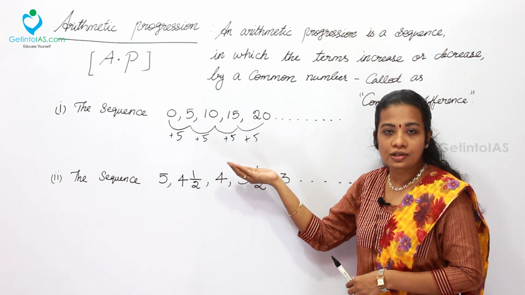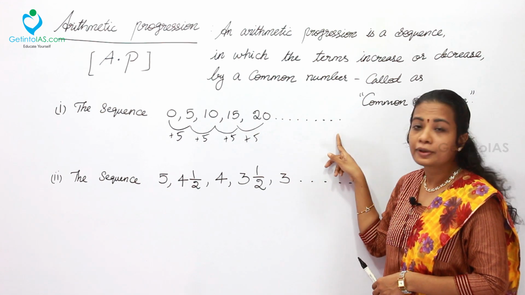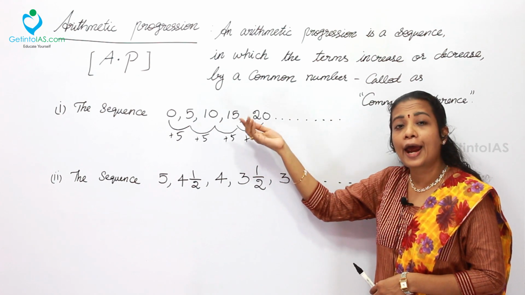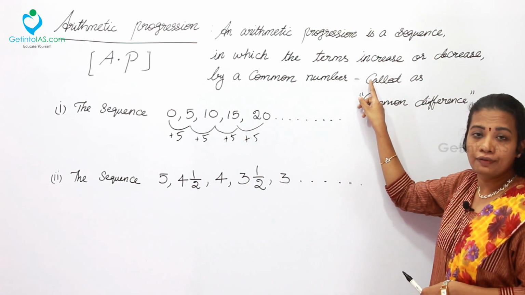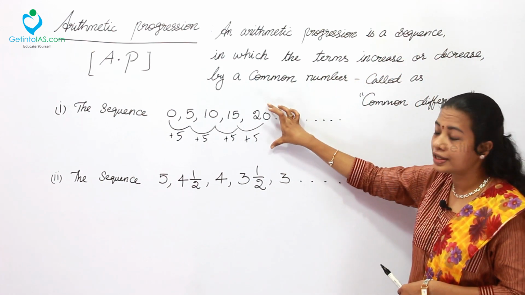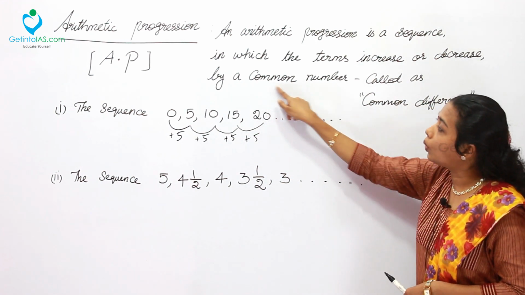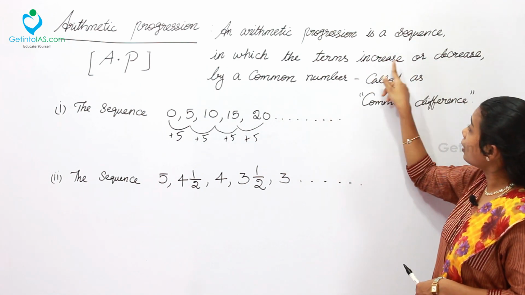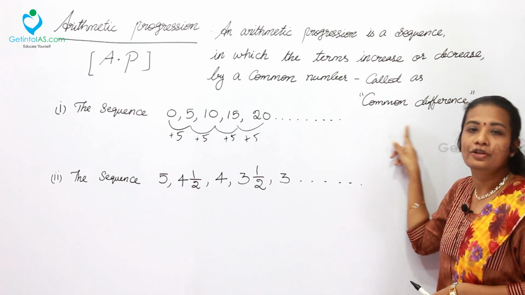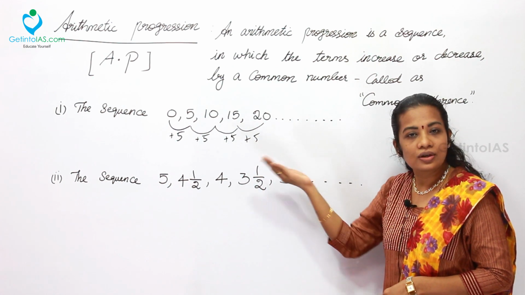So if you are able to find the common difference in the first 2 or 3 terms of a series, even if you are not able to work out the numbers at all, you can simply say this is a question based on AP, that is arithmetical progression. What does the standard definition say? It is a sequence. The terms increase or decrease. The first example is an increasing series. In the second example, it is a decreasing series. But the only thing is that the difference or the addition is with a common number. We are calling it the common difference. So what is the common difference here? It is 5 in the first example.